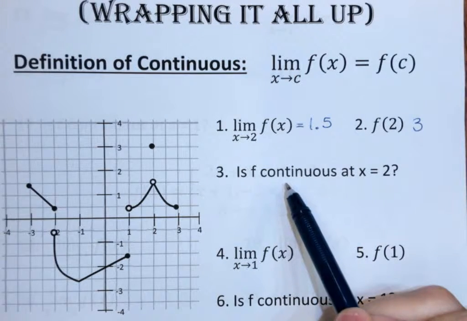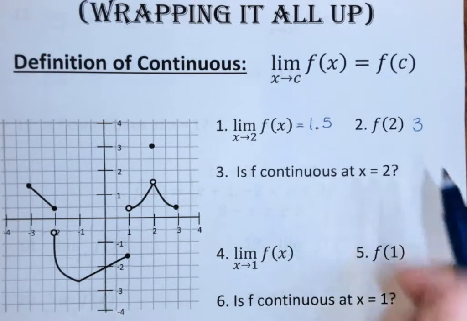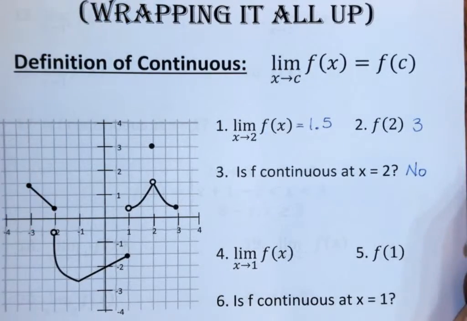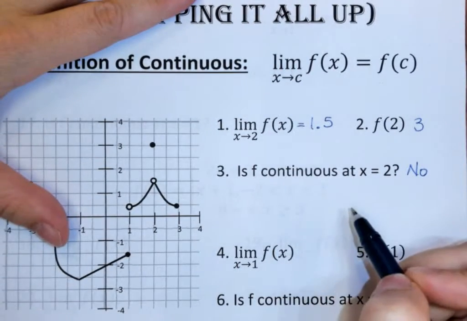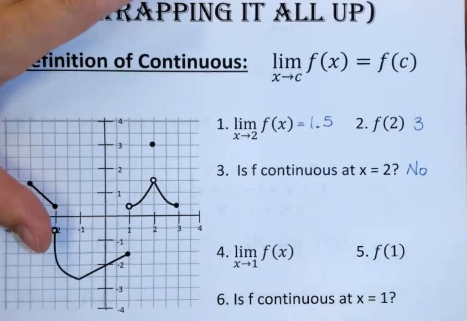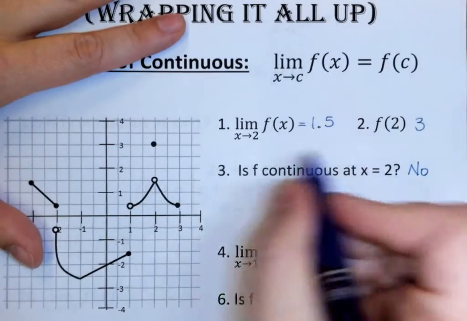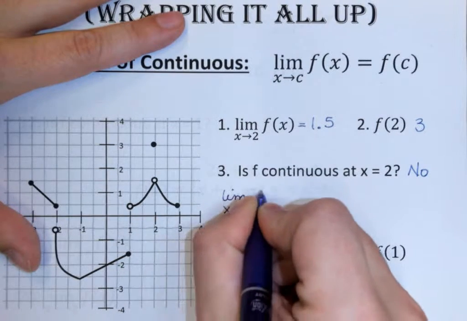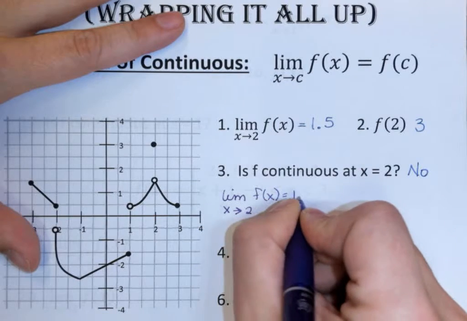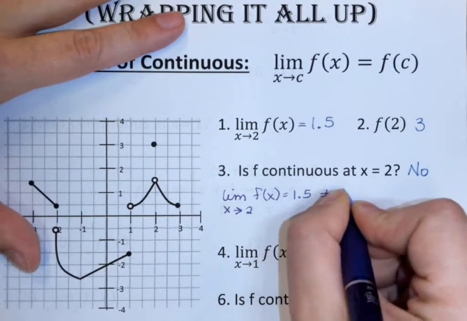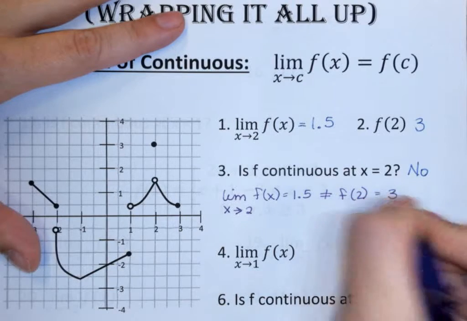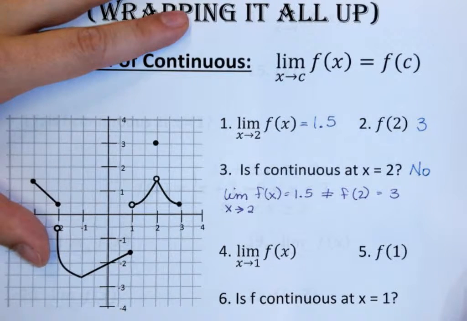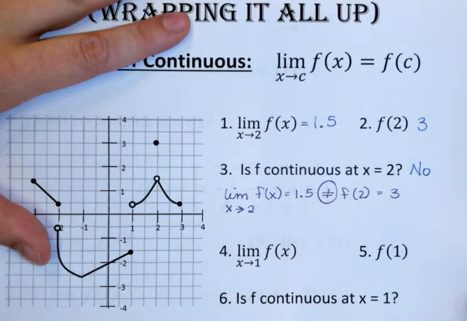So, is f continuous at x equals 2? No. And if I ever ask you the question, is f continuous someplace, and I didn't lead up with this stuff, you would need to say yes or no, because the limit as x goes to 2 for f of x is 1.5, which is not the same thing as f of 2, which is 3. Okay? That not equal to thing right there, that screams discontinuous.